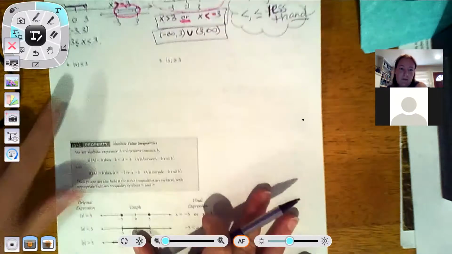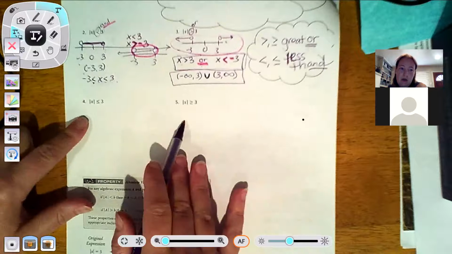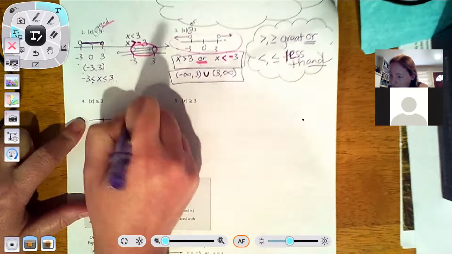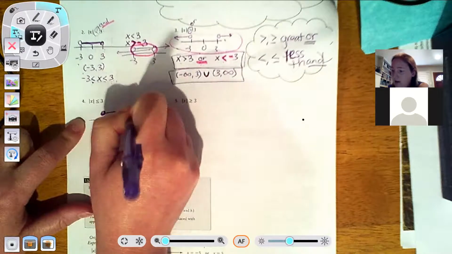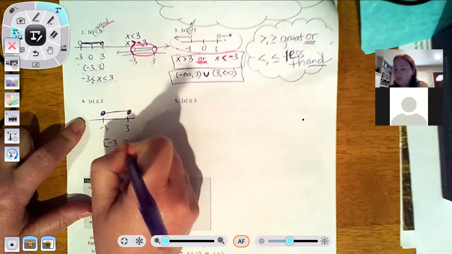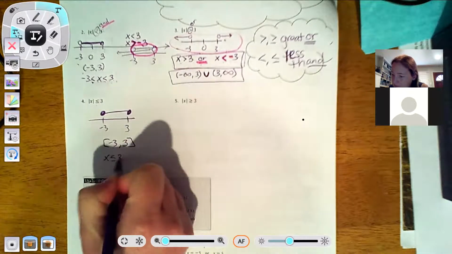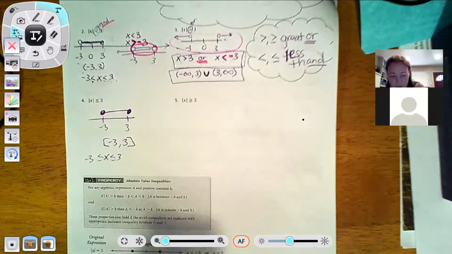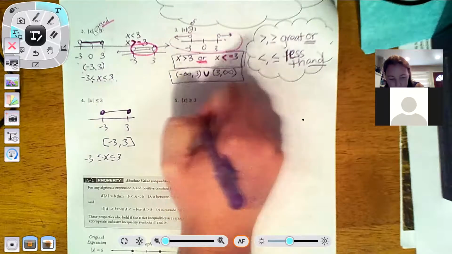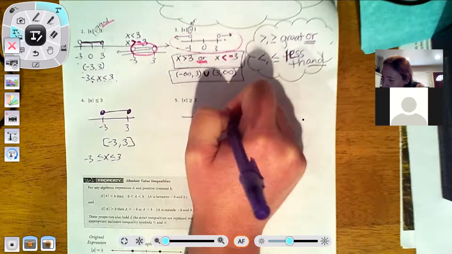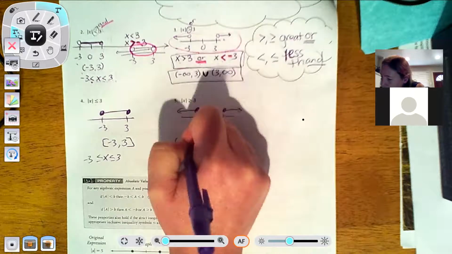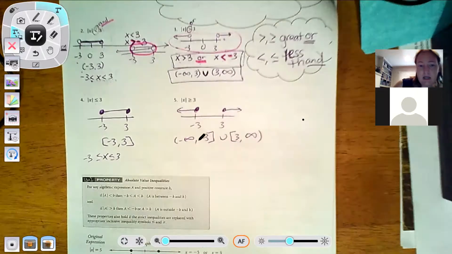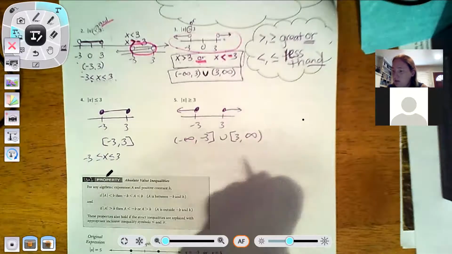So the only difference with 4 and 5 here compared to the 2 and the 3 is that it has the equal sign. And so it would be a filled in dot. And so then you'd be using brackets. And then on this one, similarly, a bracket, a bracket. So do you have any questions on the interval notation of these?